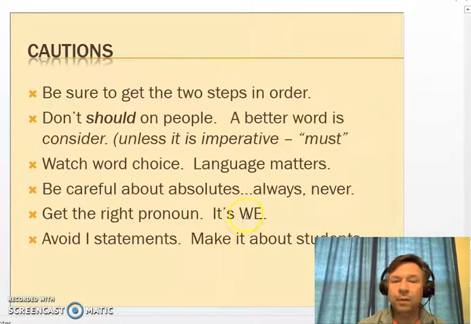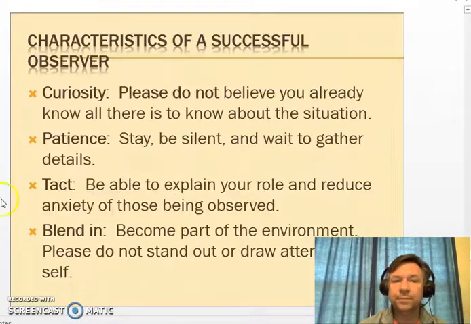Keep in mind that when you're talking about the observation process, it really is "we," because you're a team, and with the "I" statements, you really want to make it about the students or the teacher. You don't want, again, you don't want this personalized. You want to keep it very objective in tone and nature.